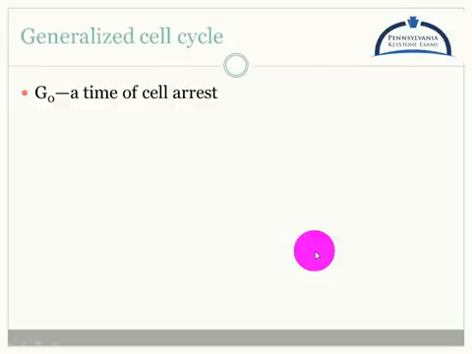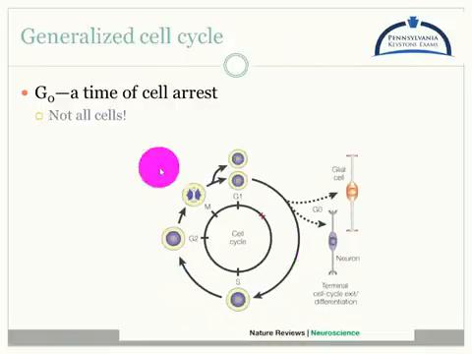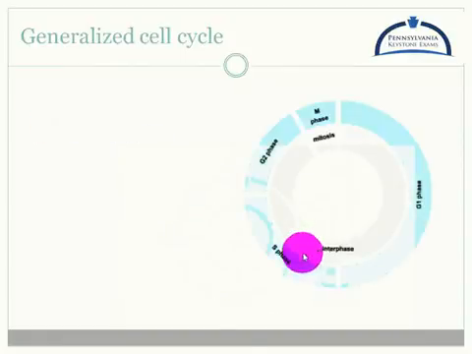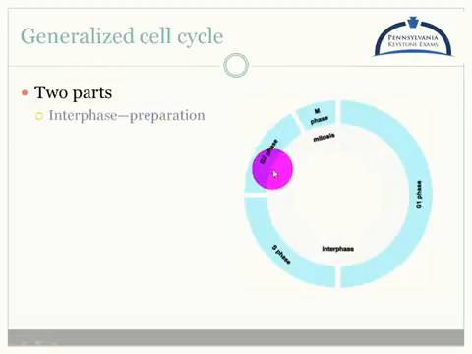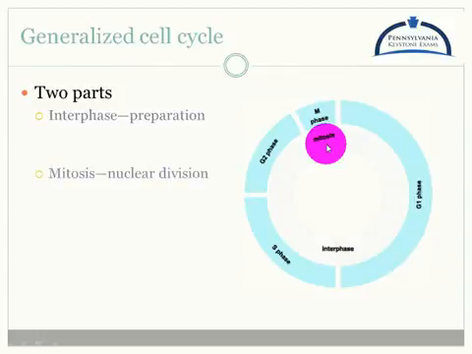And G0 would be a time of cell arrest or no more growing. You can see here, really good examples of this would be brain cells. So glial cells and neurons are both types of cells in your brain. They simply don't go through this cycle. However, if we're looking at the normal cycle, we're looking at something like this. And you see the biggest chunk here is a part called interphase. Interphase is really all about preparation, while this little teeny tiny sliver, that's mitosis. That's where the actual dividing happens.